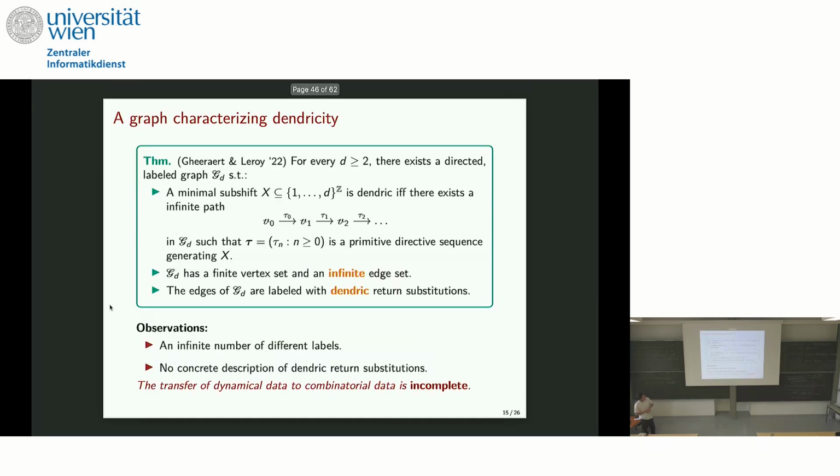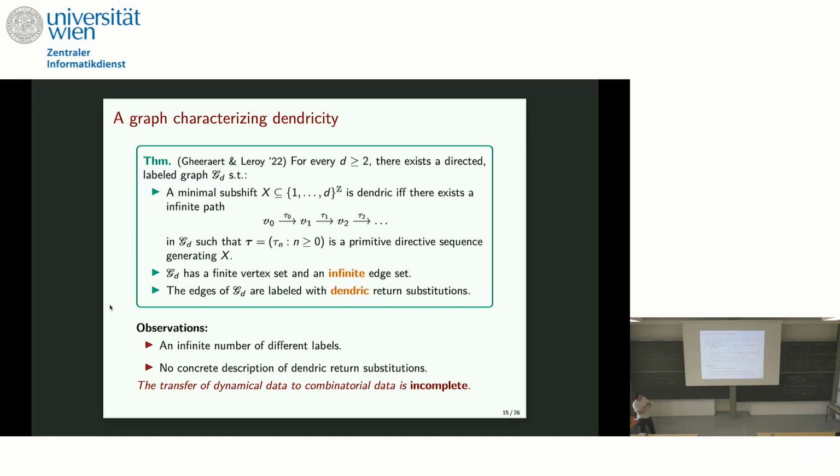And this is what we got. But before, we have a previous theorem in this direction. This is due to Julien Leroy and his former student. What they got is the following. For every d, which represents in this case the size of the alphabet that we're considering, we can find a directive labeled graph G_d satisfying three properties. The first one is the most important. Any minimal subshift on this particular alphabet is dendric if and only if we can find a path in this graph that has as labels morphisms that define in turn a directive sequence, and this directive sequence generates X. So this is the same kind of characterization that we have for Sturmians or for IETs.